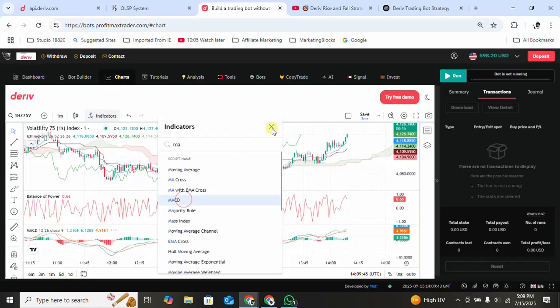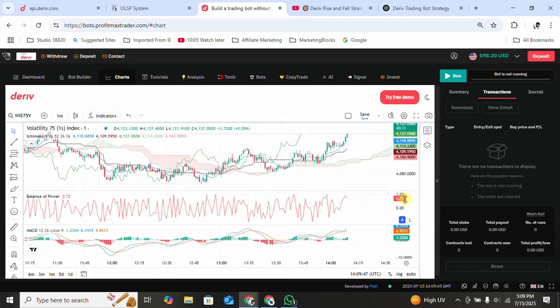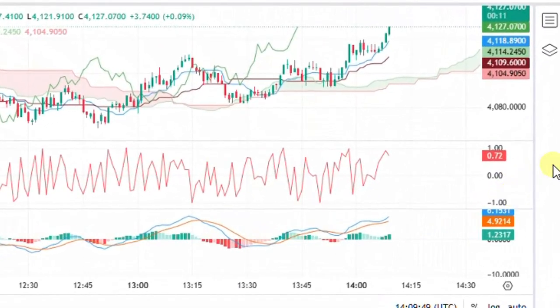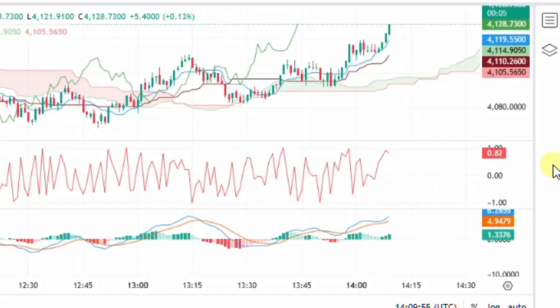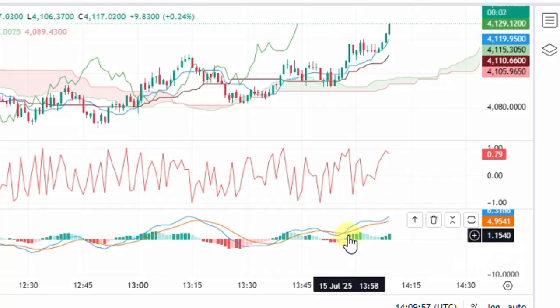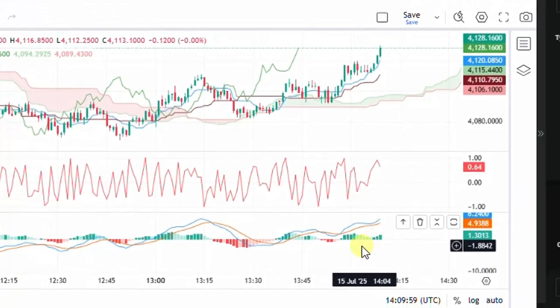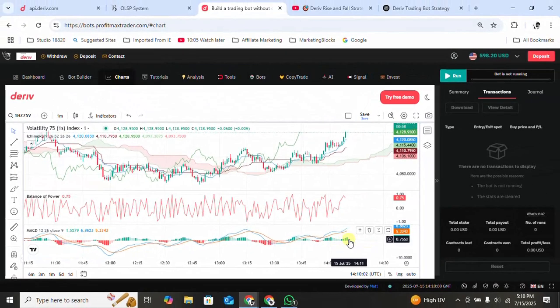The MACD. Okay, so with the balance of power, you can see 1 there, 0, and then there's a -1 there. Right now it's rising because it's above 0. Okay, you can clearly see it's above 0, and then you can also see on the MACD there was a crossover here, and there you can see the green candlesticks forming here, showing that this market is likely rising.